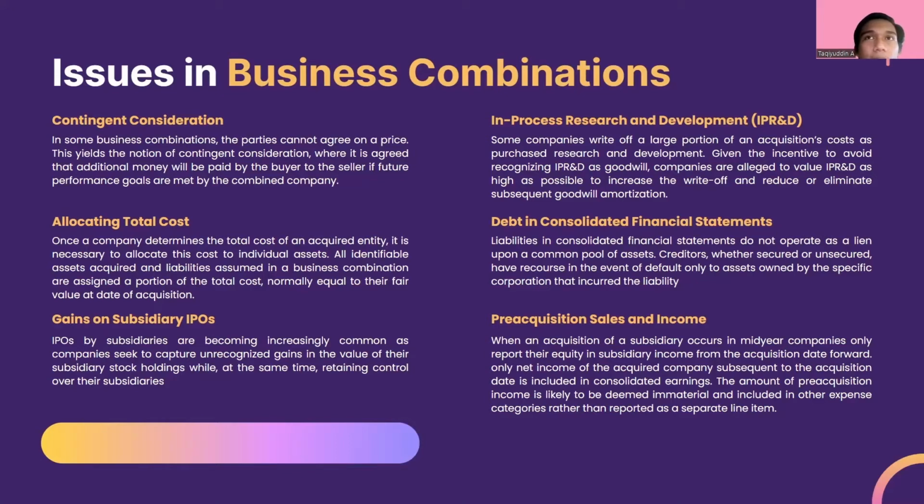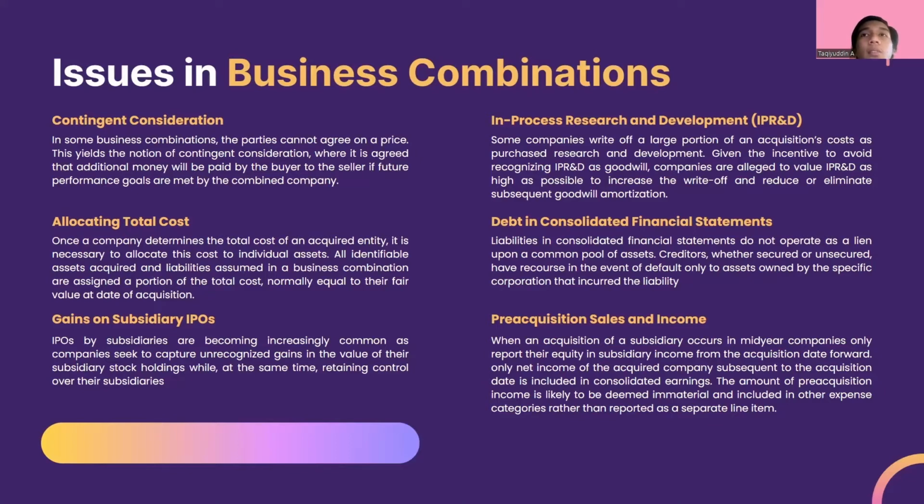The next is debt in the consolidated financial statement. That is, liabilities in the consolidated financial statement do not operate as a lien upon a common pool of assets. Creditors, whether secured or unsecured, have recourse in the event of default only to assets owned by the specific corporation that incurred the liability.